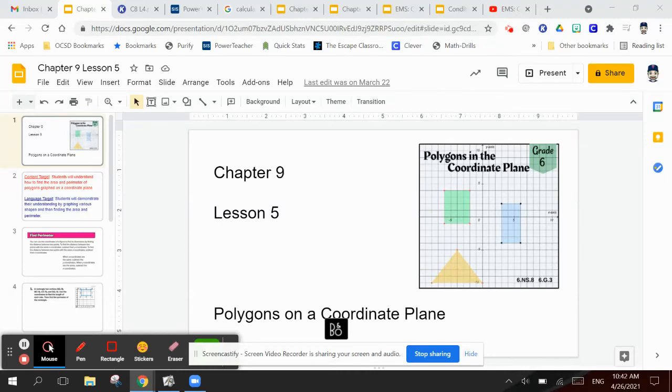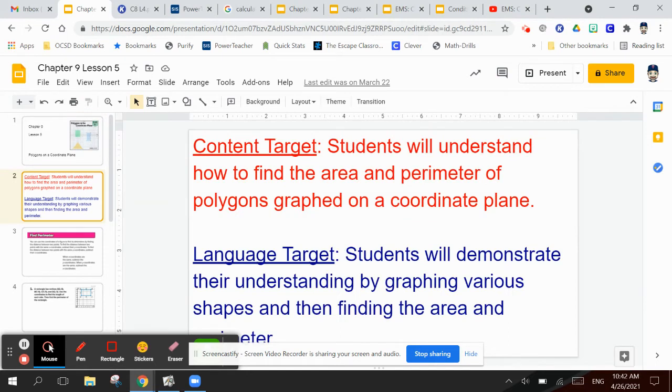Chapter 9, Lesson 5, Polygons on a Coordinate Plane. Content targets: students will understand how to find the area and perimeter of polygons graphed on a coordinate plane. Our language targets: students will demonstrate their understanding by graphing various shapes and then finding the area and perimeter.